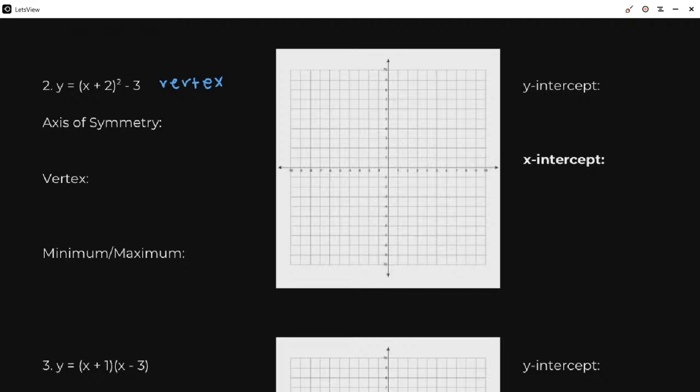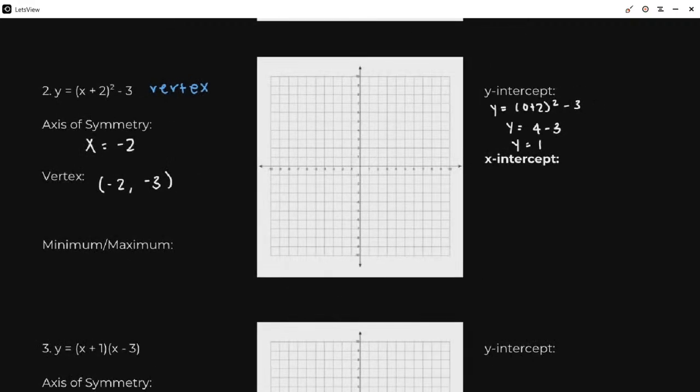So that means we know the vertex right away, which is negative 2, negative 3. So the axis of symmetry is going to be x equals negative 2, since it's going to match the x coordinate of the vertex. The y-intercept is when we plug in 0 for x. So then we get y equals 4 minus 3, so y equals 1.